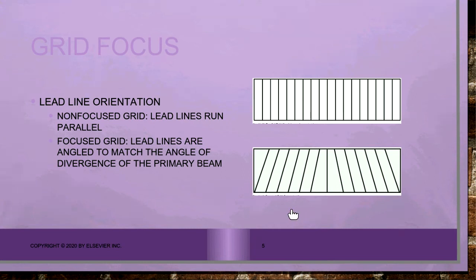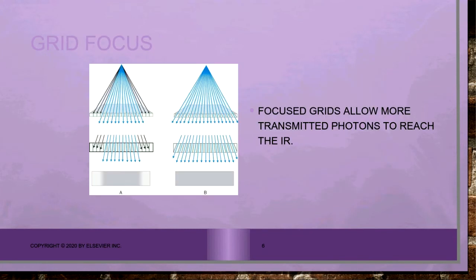So we have two patterns. Our patterns are linear or crosshatch, and we also have two focuses. We have a parallel grid or non-focused grid and a focused grid. When they talk about the grid focus or a focused grid, again, it allows more transmitted photons to reach the IR.